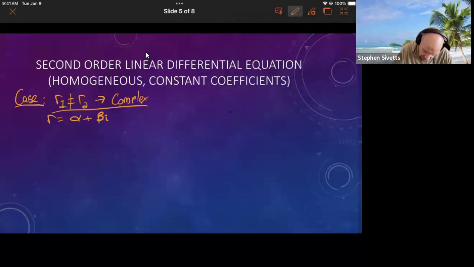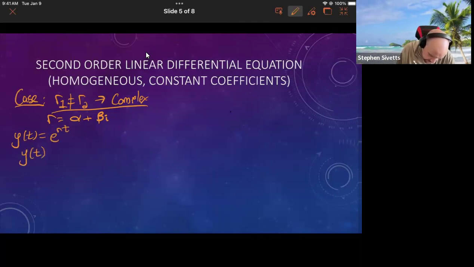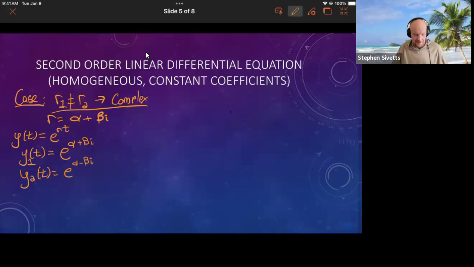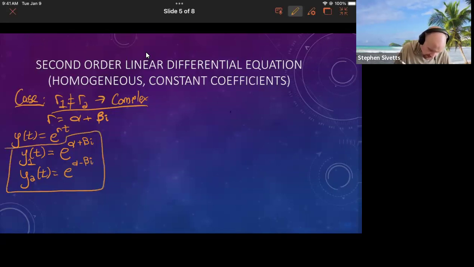So we know that the guess function is equal to e to the rt, right? And so we're going to have one function that looks like this, e raised to the alpha plus beta times i. And then we'll have another function, y2 of t equals e raised to the alpha minus beta times i, right? So this is our set of solutions. That's what it looks like.